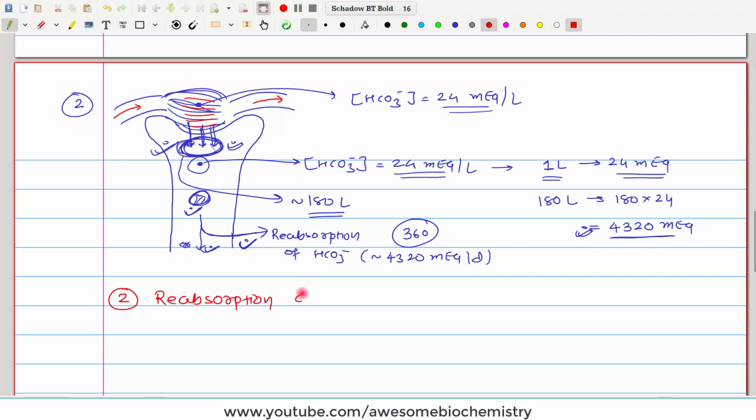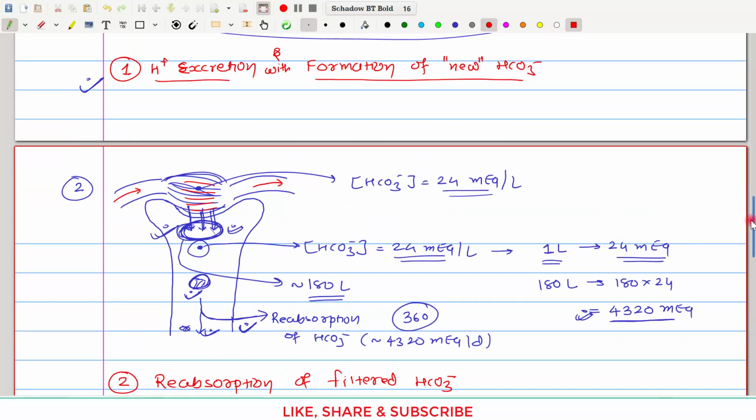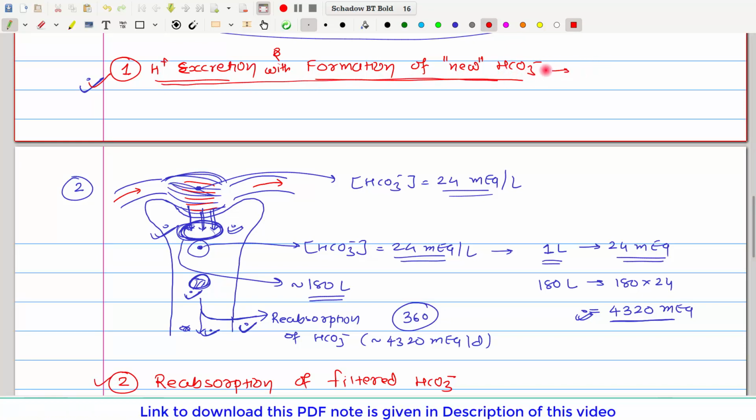Reabsorption of filtered bicarbonate. Now, if you compare both the functions, function 1 and function 2, which function is quantitatively the more important task? See, if this function does not occur, then the body will lose all the bicarbonate store within less than 5 days, within 4 to 5 days, right?